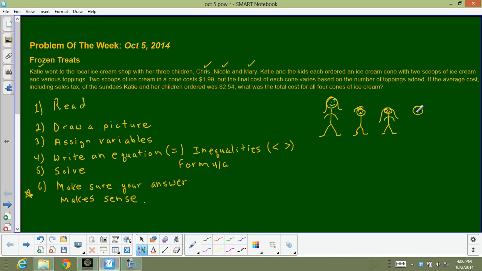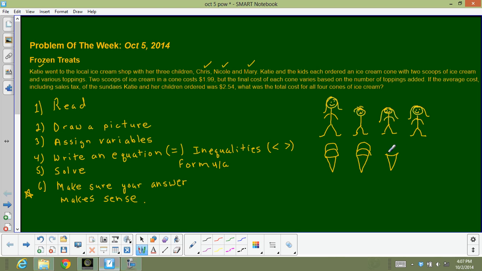And then we got Mary, and Mary is also smiling, and she also has beautiful long hair. And they each get an ice cream cone, right? So here's an ice cream cone, and I'm not really the world's best artist, but they're each getting an ice cream cone. So I'm just going to do a simple thing. I'm just going to draw the four ice cream cones.